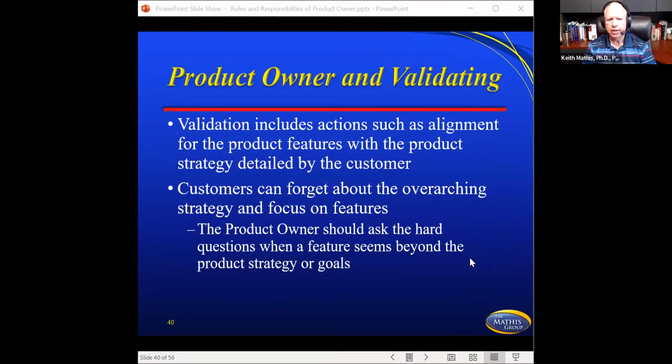And then we look at validation. Validation includes actions such as alignment of the product feature with the product strategy detailed by the customer. Customers can forget about the overarching strategy and start nitpicking little features. So the product owner should ask the hard question when a feature seems beyond the product strategy or the goal. If the customer is asking for a feature and it doesn't seem to fit what we've already talked to them about, we ought to ask questions and find out why or how this feature fits the goals and objectives they've already given us.